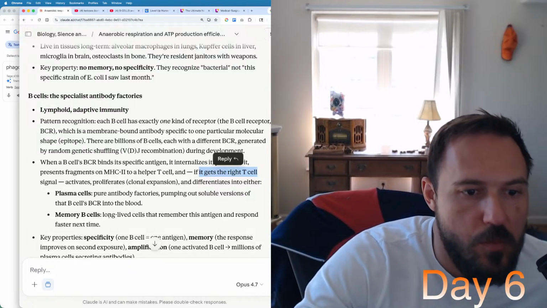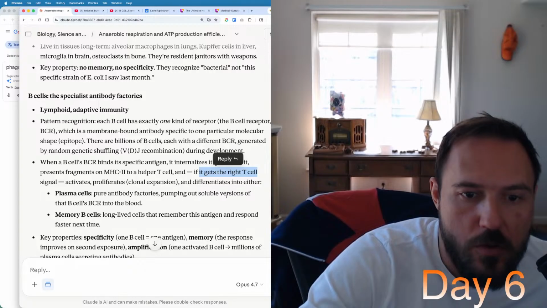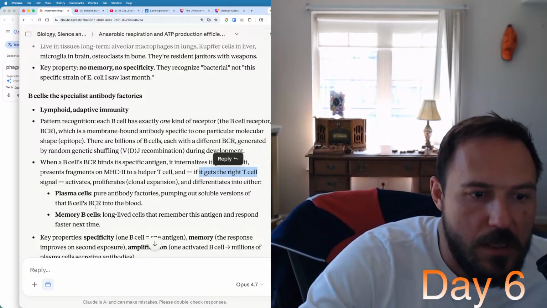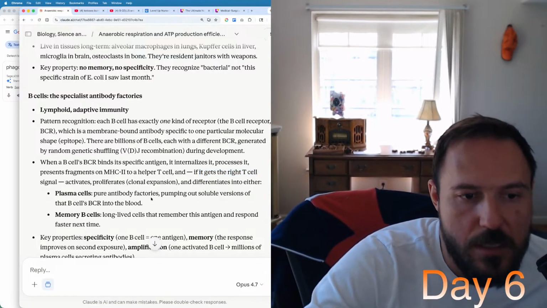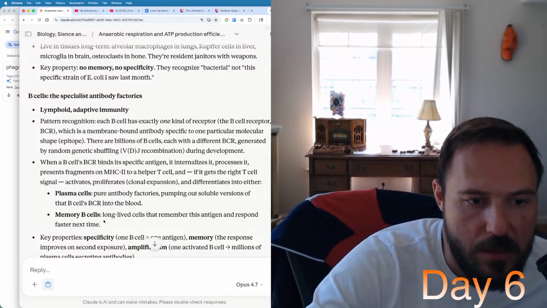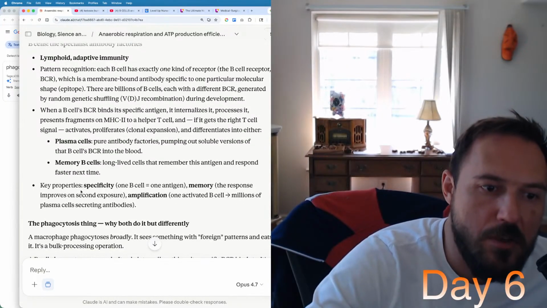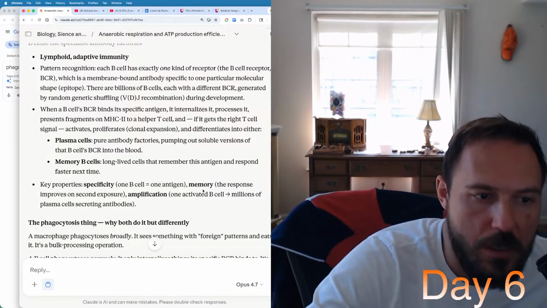Plasma cells: pure antibody factories pumping out soluble versions of that B cell's BCR into the blood. So B cells live in fluids. Memory B cells: long-lived cells that remember this antigen and respond faster the next time. Key property: specificity. Memory.